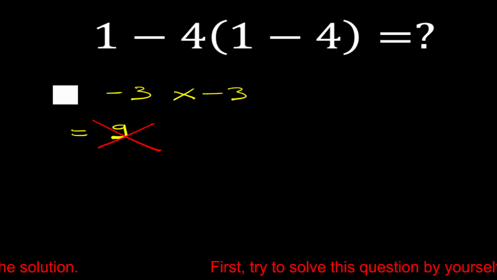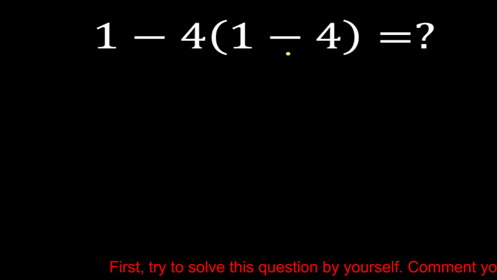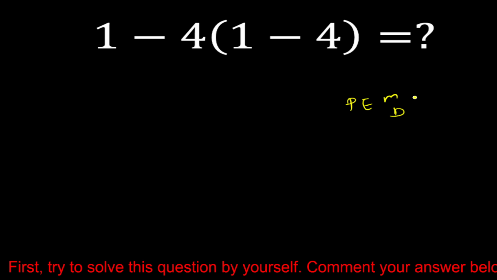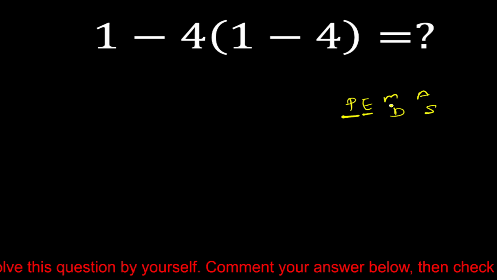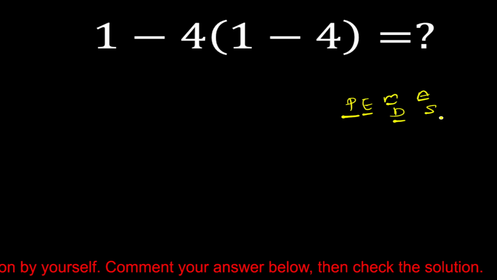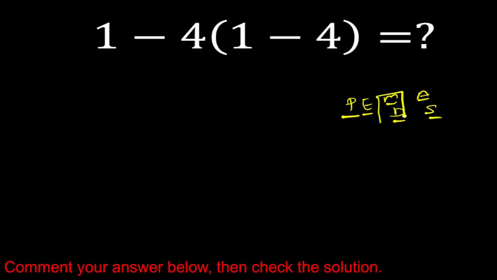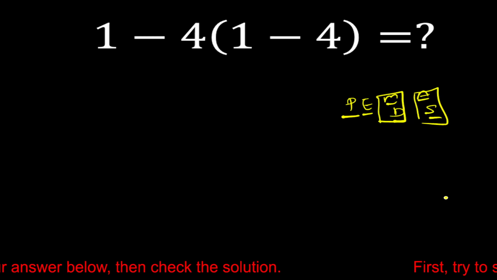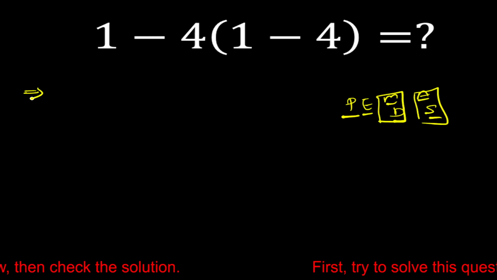So now let's solve this problem correctly by using the PEMDAS rule. PEMDAS. P means parenthesis, E means exponent, M means multiplication, D means division, A means addition, S means subtraction. Here multiplication and division both have equal priority, and addition and subtraction also both have equal priority. Okay. So now let's solve according to the rule.